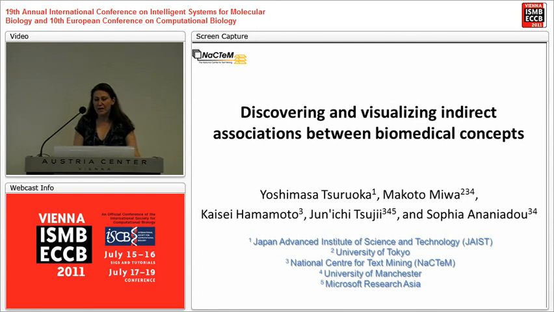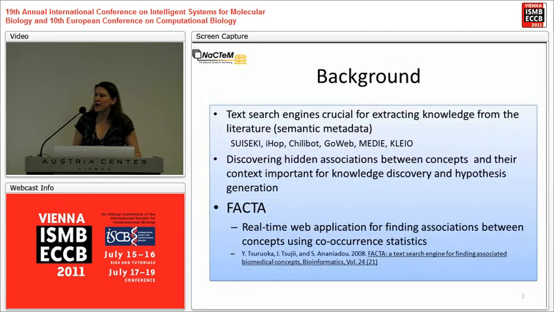So my talk will be about the system we have developed at the National Center called FACTA Plus. And to give you the background, this is a system which uses several text mining tools to do text mining, semantic search, and also to extract direct and indirect associations.